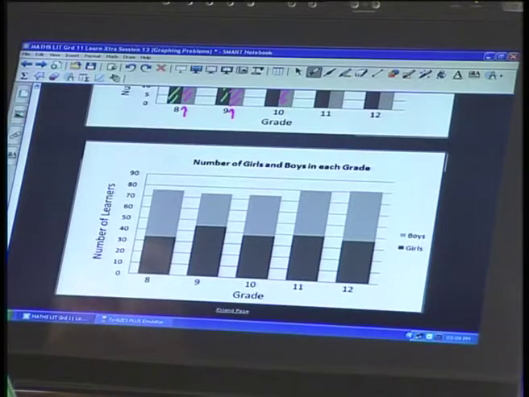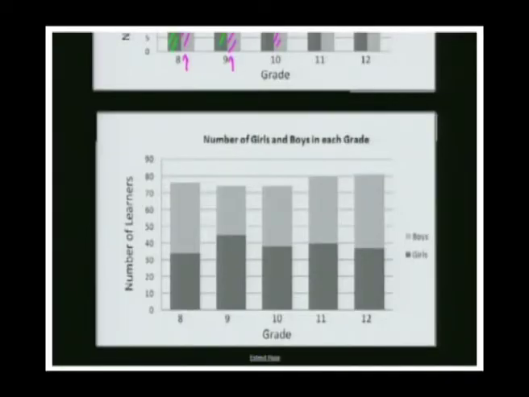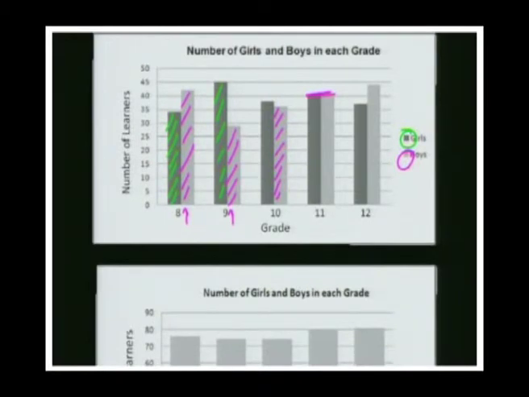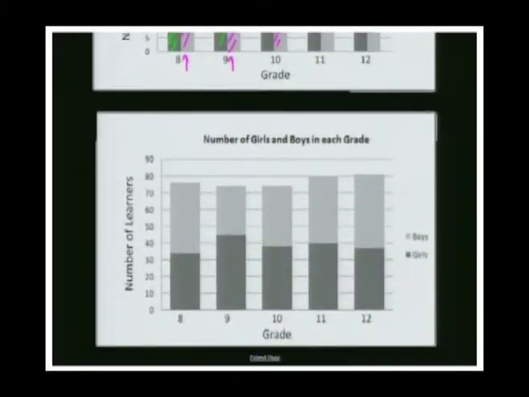Here's a different way to represent compound bar graphs. Instead of the bars being side by side, like they are in this example, over here the bars are one on top of each other. And I'm going to do the same as last time. Boys in pink and girls in green.